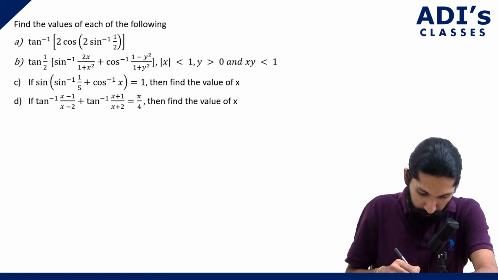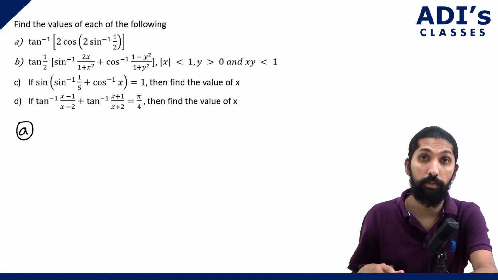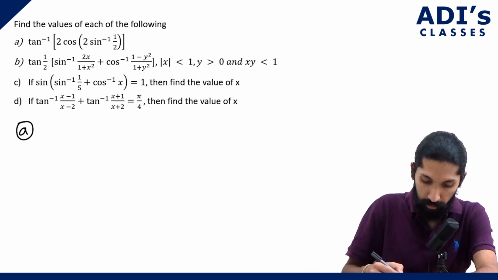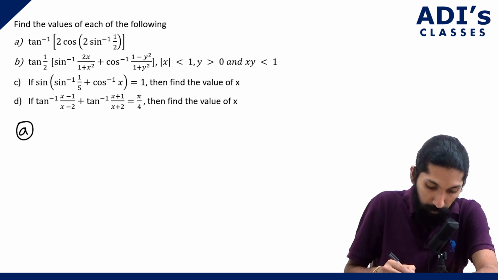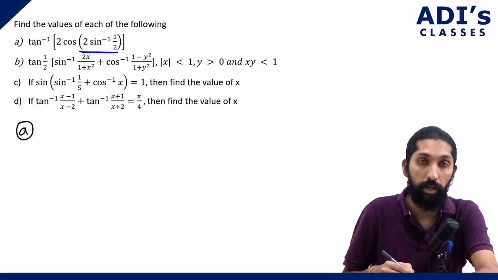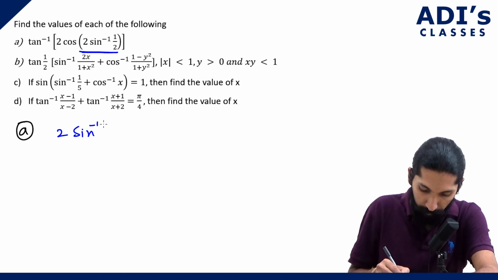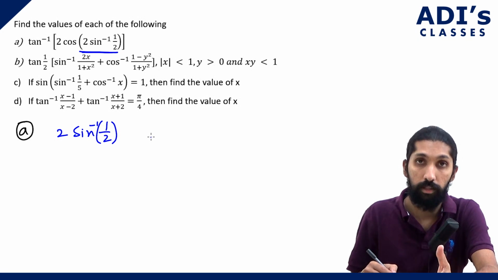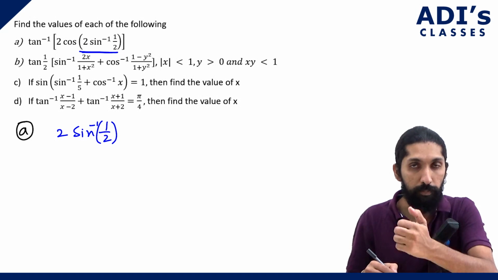Now the first one: tan inverse of 2 cos of 2 sin inverse of half. Now, always in these kinds of problems, first start from the innermost bracket, that is, start from this one. So 2 sin inverse of half. The principal value of sin inverse of half is 30 degrees. Generally we write in terms of radians, correct? So 30 degrees is pi by 6.